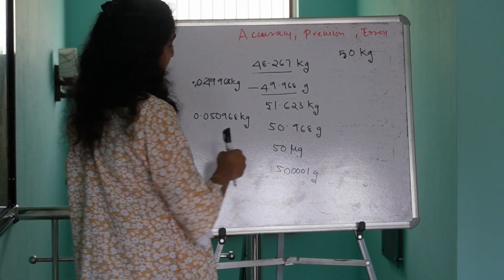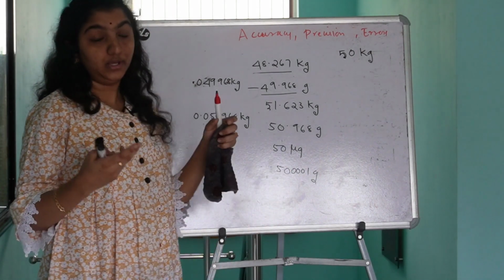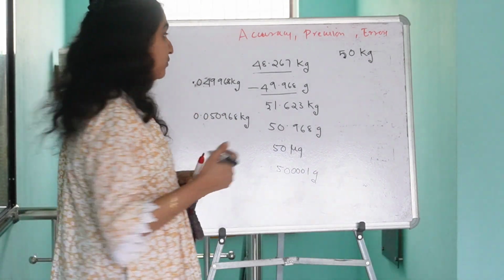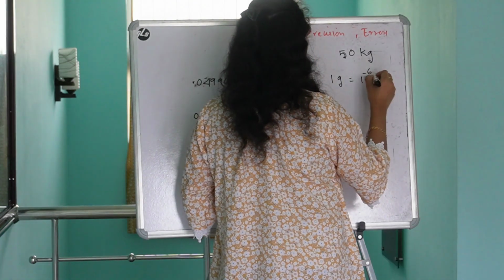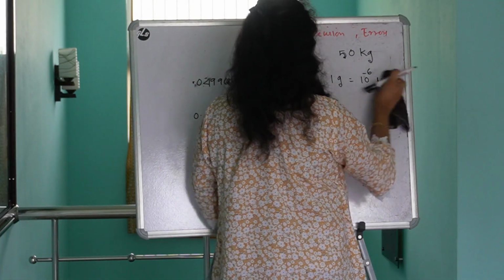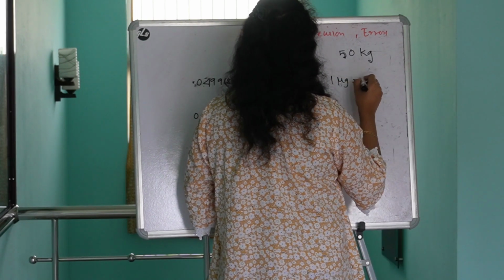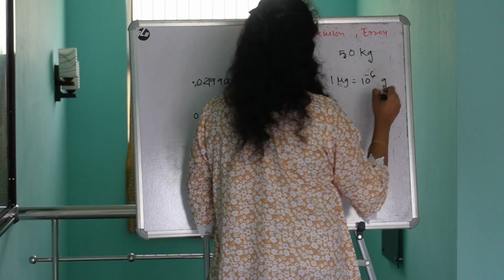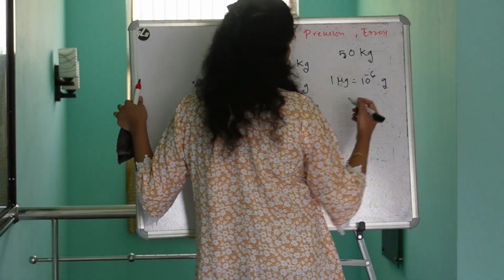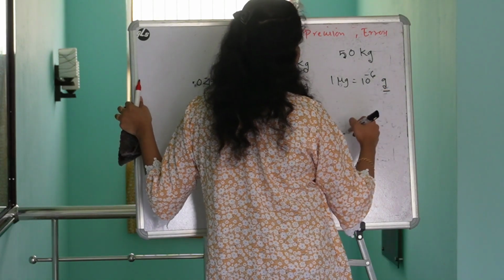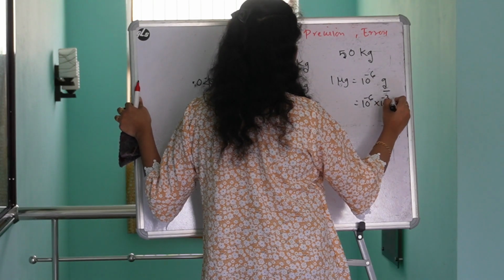0.0968 kilogram. Again, this particular value, 50 mu gram, is given in mu gram. So here I have to find the value in kilogram. I know 1 mu gram is equal to 10 power minus 6 gram, and I know 1 gram is equal to 10 power minus 3 kilogram.